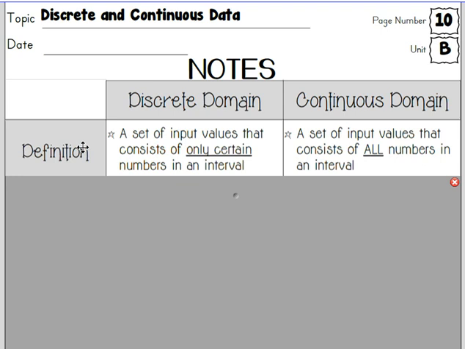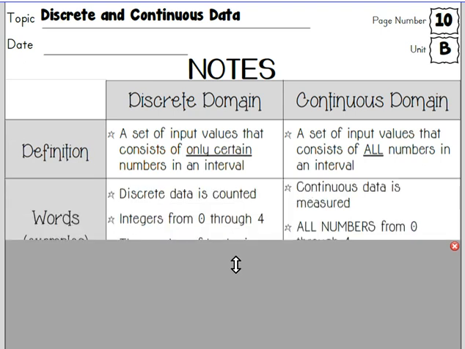So make sure that you copy the definitions down on your note sheet. So the difference between a discrete domain and a continuous domain is that a continuous domain consists of a set of input values that have all of the numbers in an interval, whereas the discrete domain is focusing only on certain numbers in an interval.